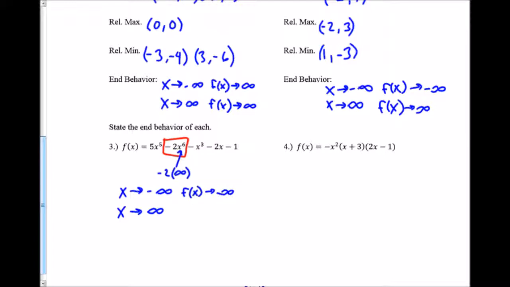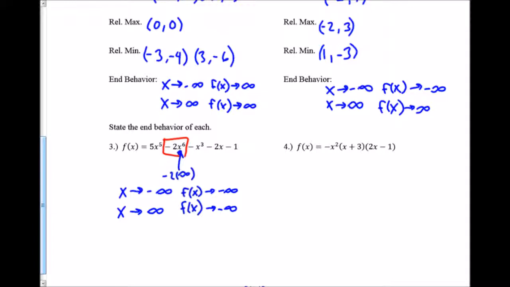And then I do the same thing with the positive infinity. If I plug a positive infinity in here, positive infinity to the 6th power is infinity, times the -2 is also a negative infinity. So that goes to negative infinity as well. And that's it. We're just plugging it in.